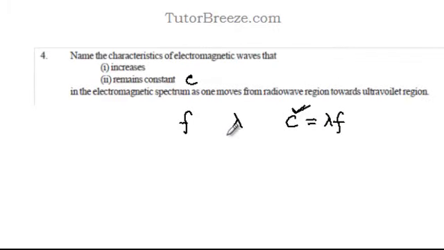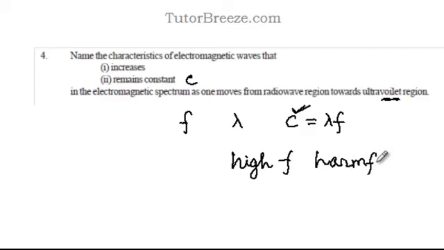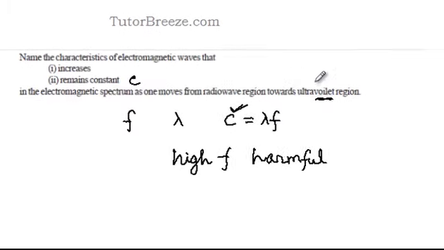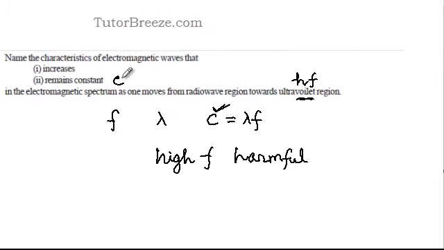Now between lambda and frequency, suppose you get confused, you can just think of this, that radio waves are crossing us all the time and they're doing us no harm, whereas ultraviolet rays are harmful for us. Now you also know that high frequency waves are harmful for human beings. So ultraviolet rays have a higher frequency than radio waves, because these are crossing us all the time and these are not doing us any harm.